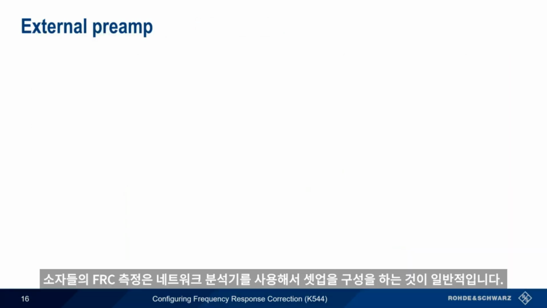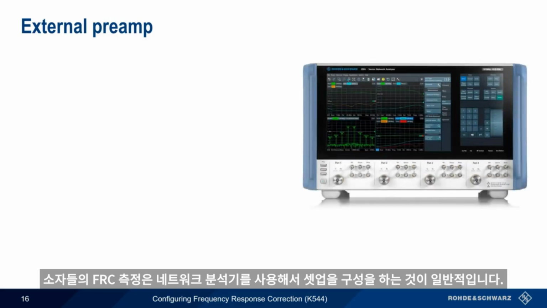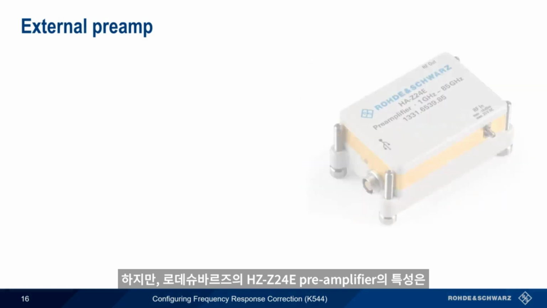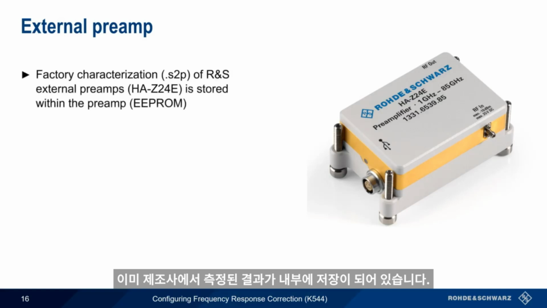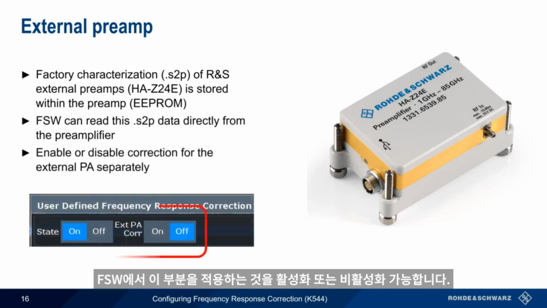Frequency response correction typically requires characterization of devices or components in the test setup using a vector network analyzer. However, in the case of the Rohde&Schwarz HAZ24E preamplifier, characterization is performed by the factory, and the results are stored within the preamplifier itself. The FSW can automatically read the frequency response data from this attached preamplifier and then enable or disable correction for this device using a simple GUI toggle switch.